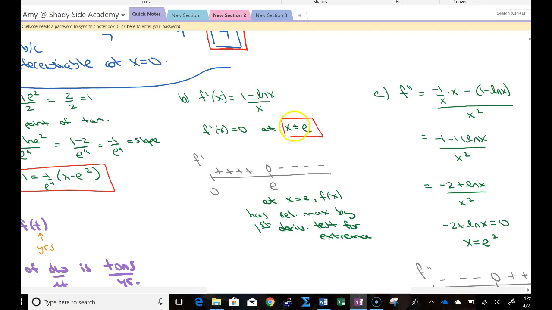The numerator of the derivative. Here's me doing a first derivative sign analysis. Conclusion, right here: relative max by the first derivative test for extrema.